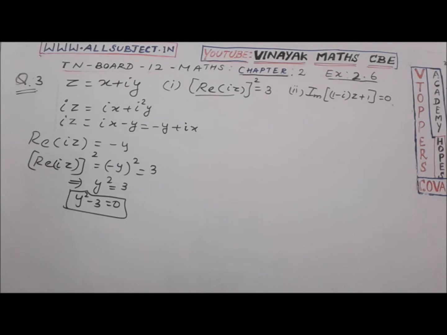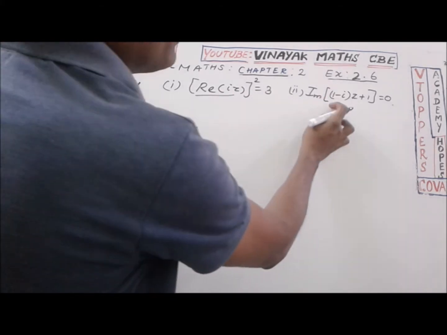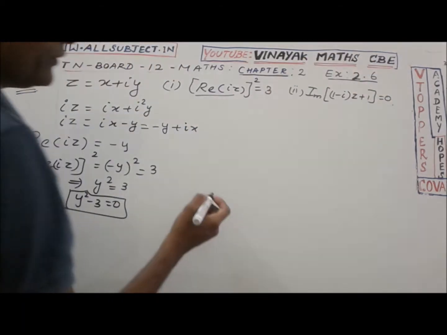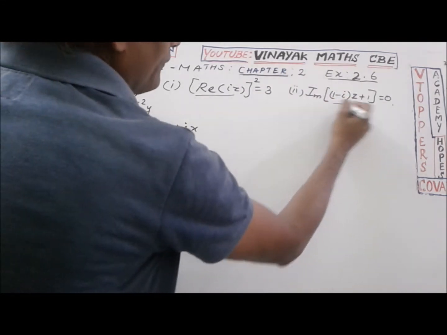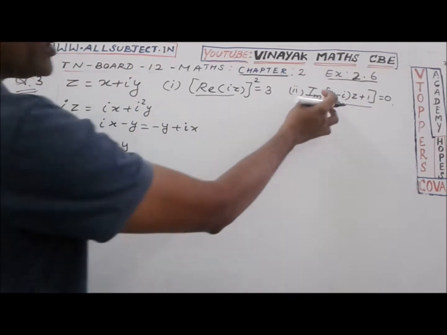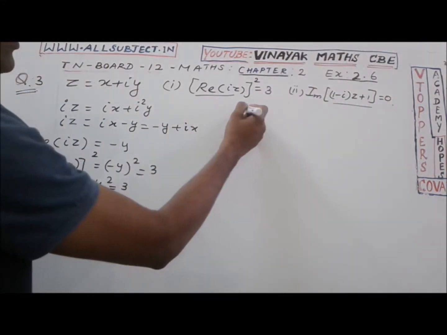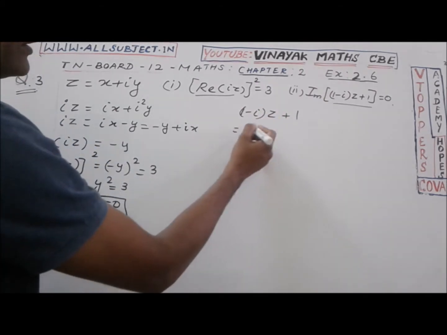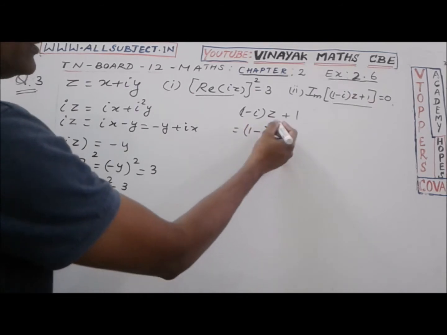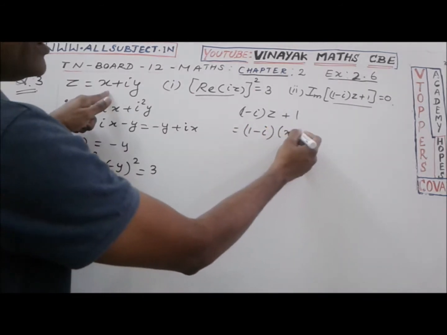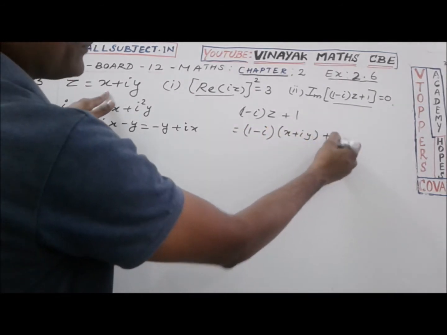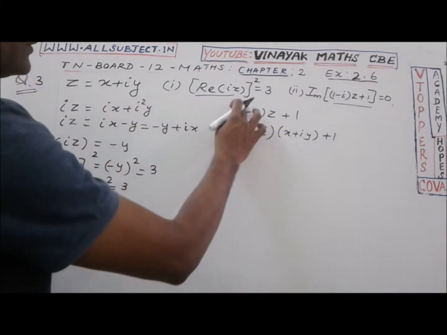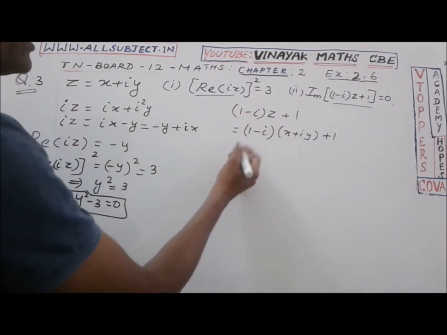For the second one, imaginary part of (1 minus i) into (z plus 1) equal to 0. First of all, we should find (1 minus i) into (z plus 1). That equals (1 minus i) into (x plus iy plus 1). Simplifying this, we have 1 minus i.